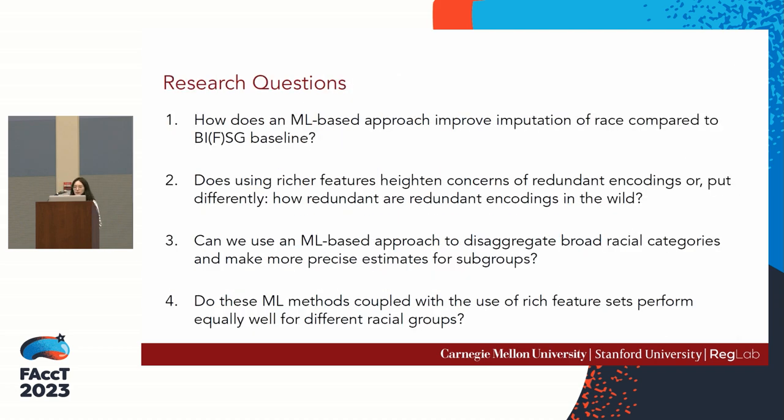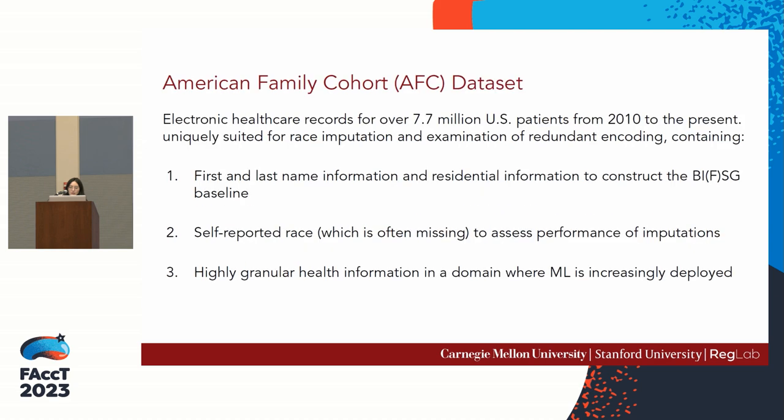So our research questions focus on those two problems. So one, can we improve imputation of race using a machine learning-based approach? And secondly, how does this inform our understanding of redundant encoding? We then look into the impact of using the machine learning-based approach to disaggregate broader racial categories, and how does that perform for different racial groups.